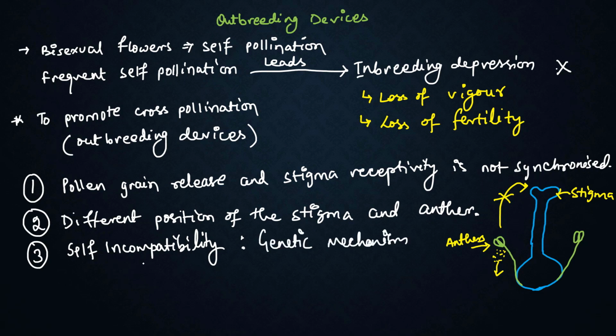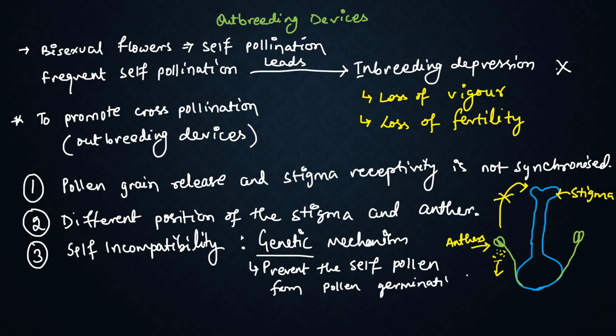Now what do you mean by genetic mechanism? Here only the self pollens are not going to be allowed to pollinate. It is going to prevent the self pollen. So what do you mean by self pollen? Self pollen means pollen grain of the same flower. It is going to prevent the self pollen from development. Development means what kind of development? Here we can talk about pollen germination or pollen tube growth. So in this self-incompatibility method, the plant is going to prevent its own pollen from pollen germination or the pollen tube growth, thereby completely preventing the self-pollination method.